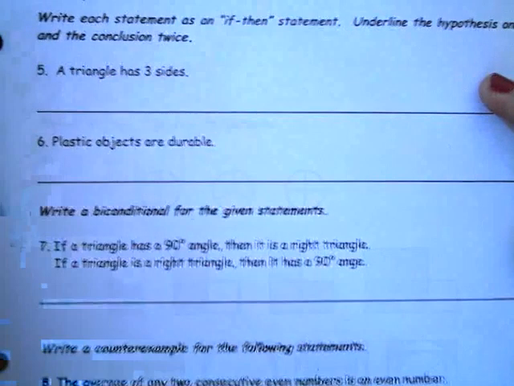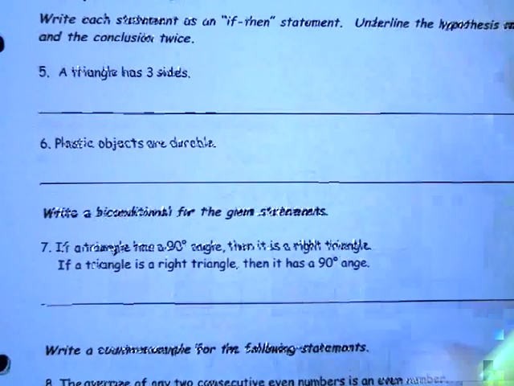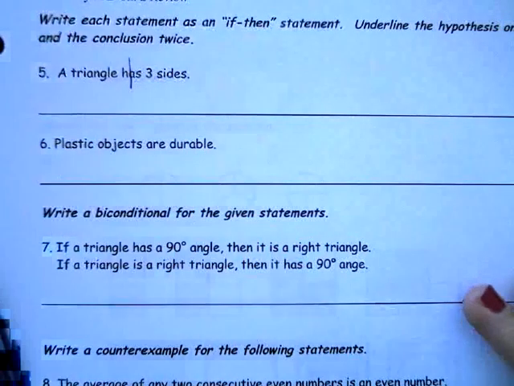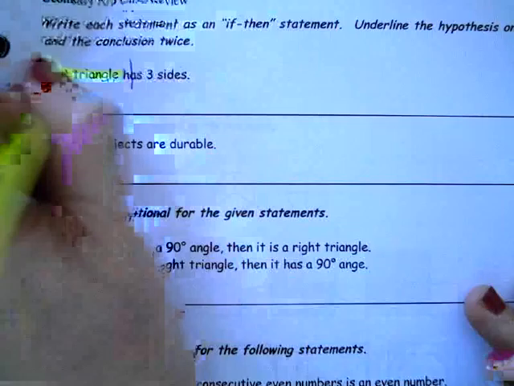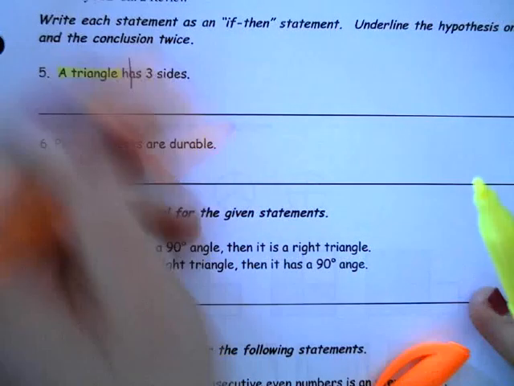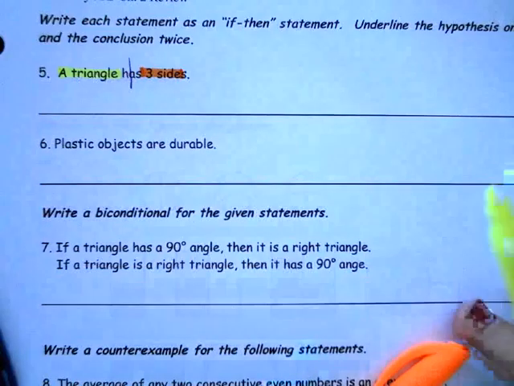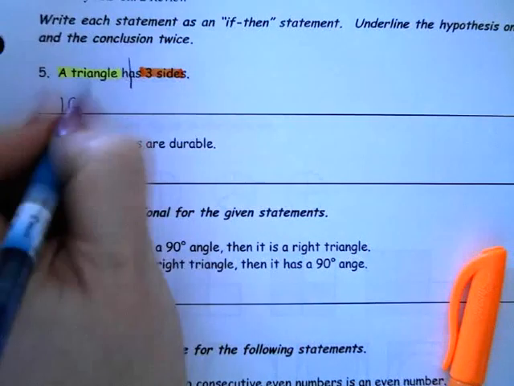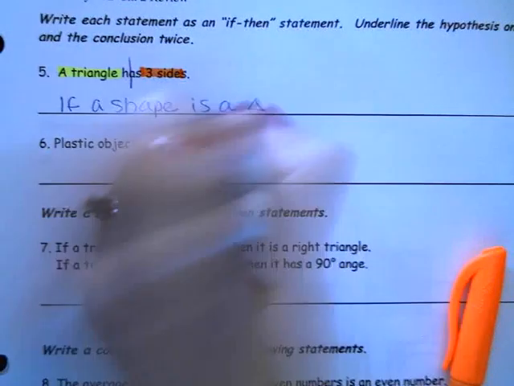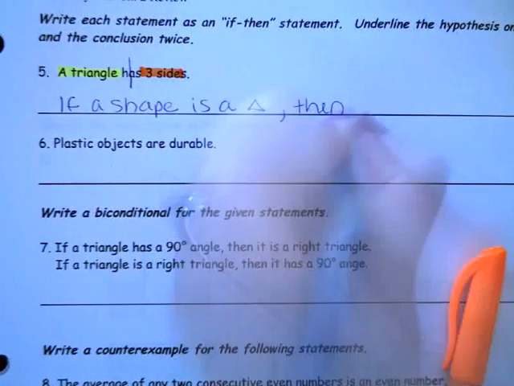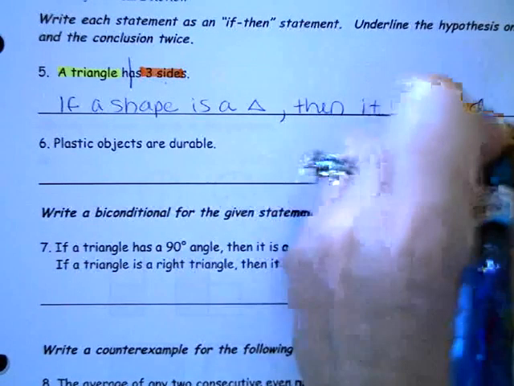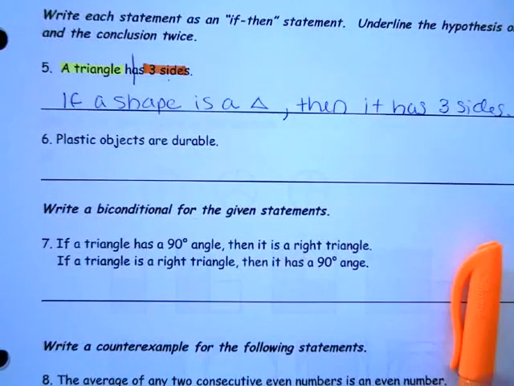I want to figure out what the hypothesis is. And essentially, I'm just going to draw a line at the break in this sentence and use the beginning, a triangle, as my hypothesis, and the end, 3 sides, as my conclusion. So if I put this in if-then, I could say if a shape is a triangle, then I can say it has 3 sides. Sometimes you have to add those filler words so that it makes sense as a sentence overall.